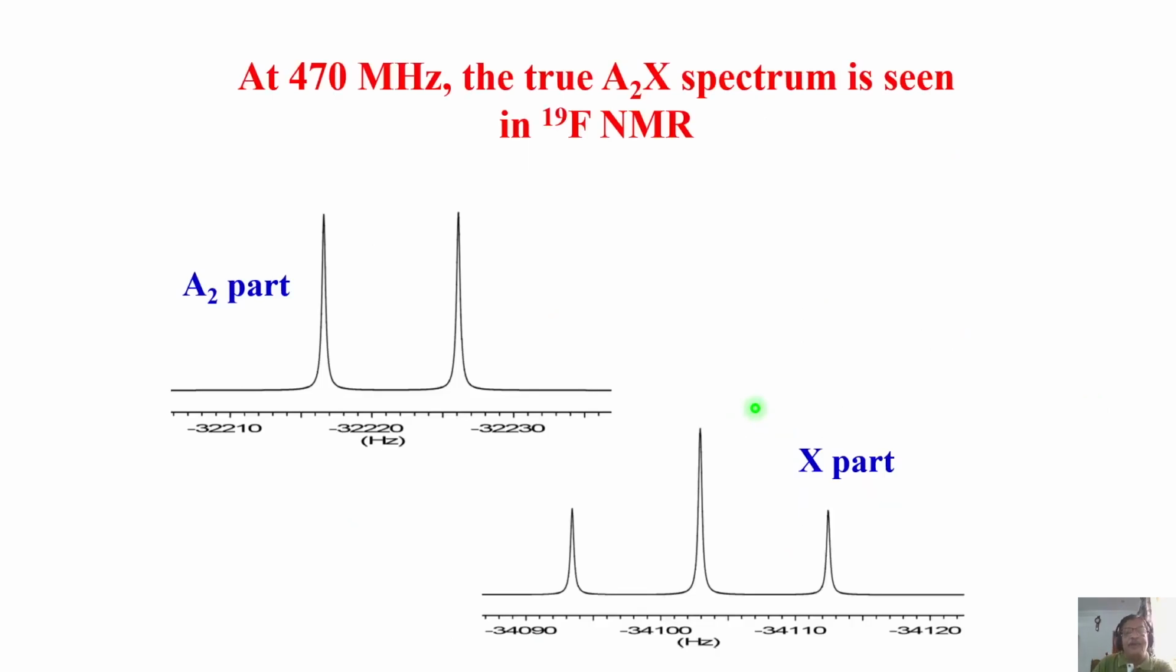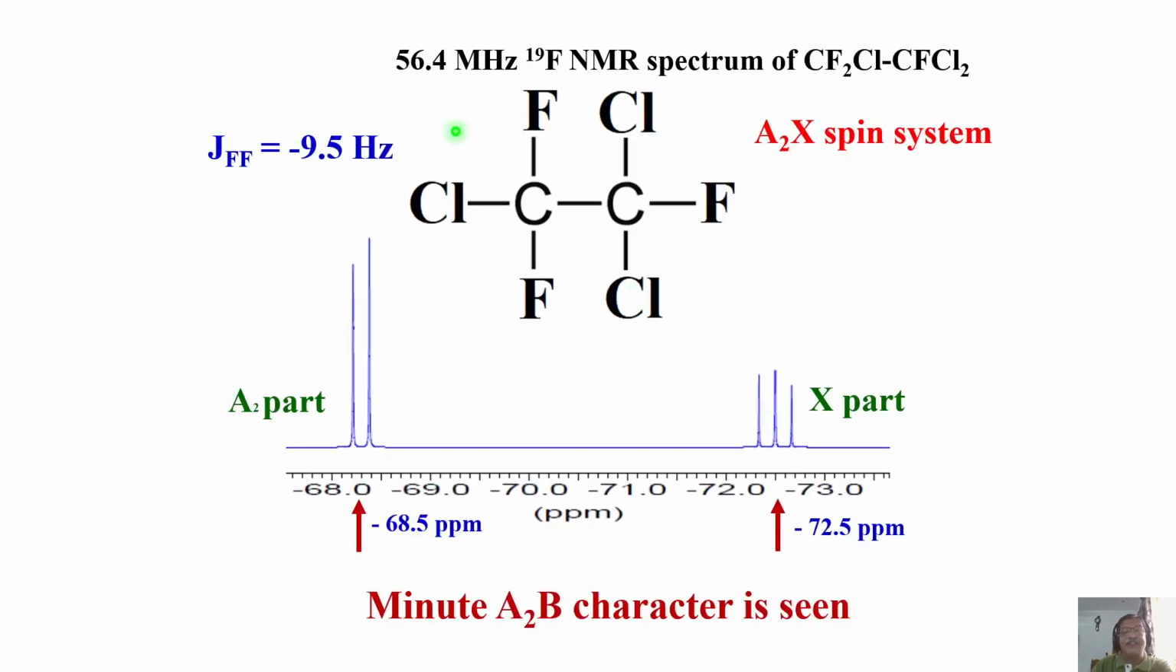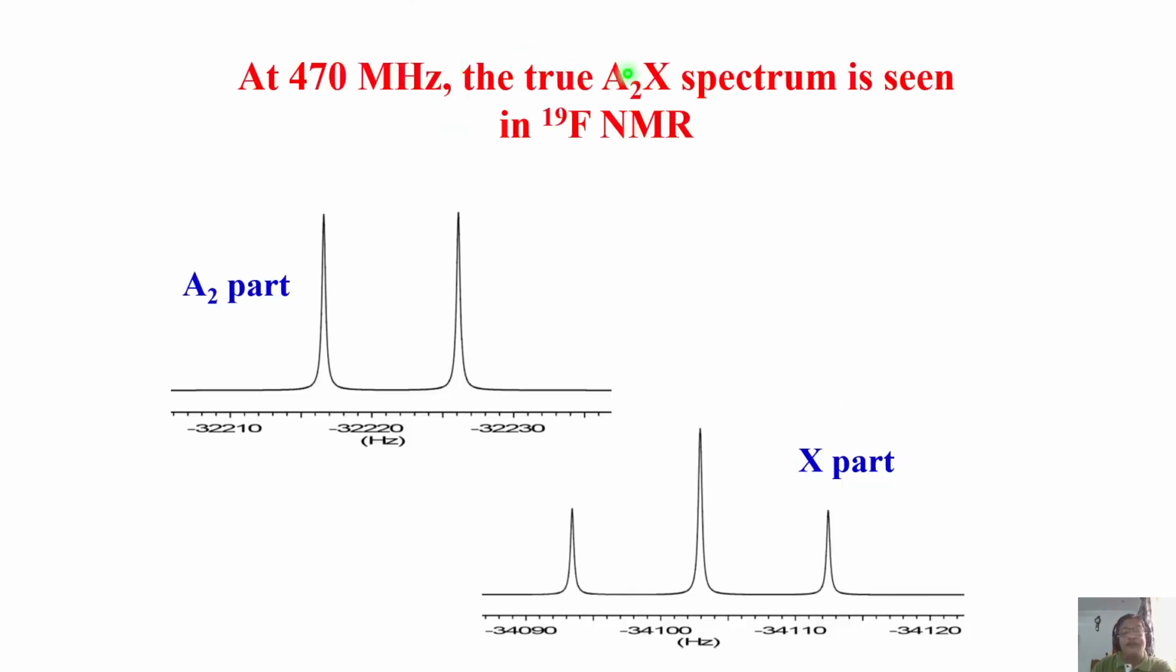And this is the A2 part and X2 part. Very clearly see, if you go to higher frequency, this is at 56.4 megahertz, that is about 80 megahertz or so. Now go to 500 megahertz. At 500 megahertz, fluorine comes at 470. See, now it's a beautiful X part and a beautiful A2 part. Everything is clearly seen.